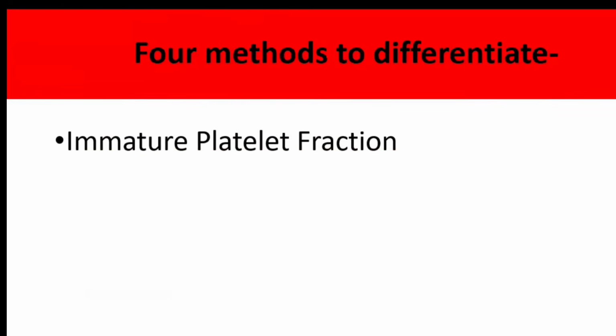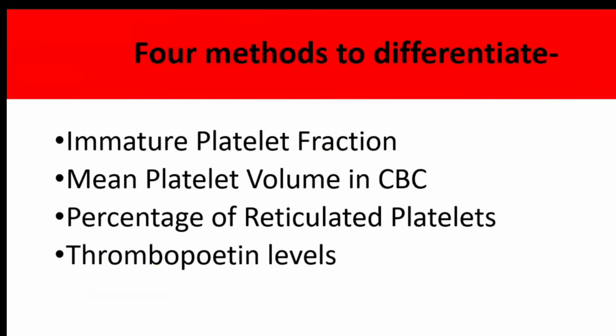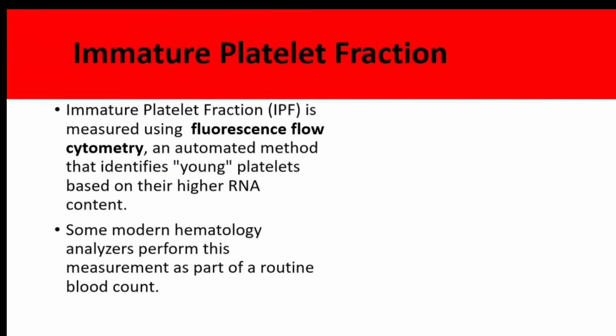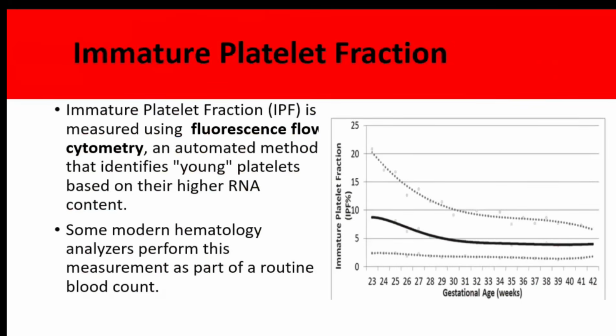Okay. So there are four tests which I would like to highlight. First is the immature platelet fraction. Second is the mean platelet volume in the CBC. Third is the reticulated platelets percentage, and fourth, thrombopoietin levels. So again, immature platelet fraction, actually we do not take it in our CBC reports, but there are certain blood analyzers which in the CBC report itself will give you the immature platelet fraction. Okay, and it is actually nothing but the young platelets as compared to the mature platelets in the peripheral circulation.